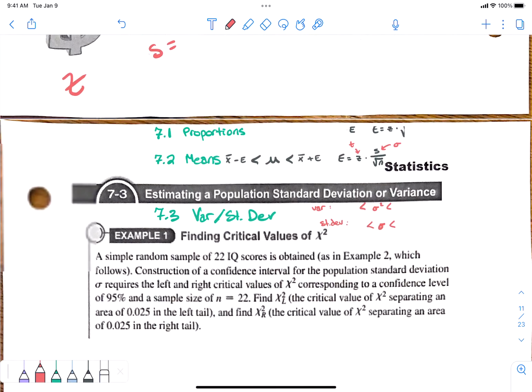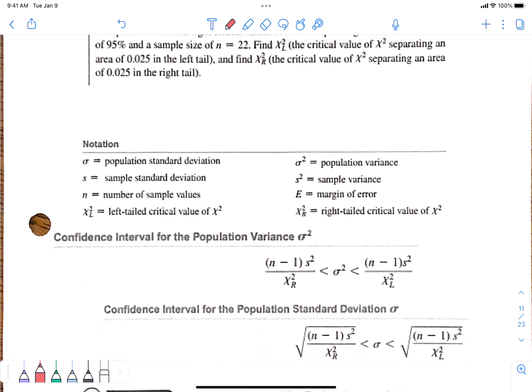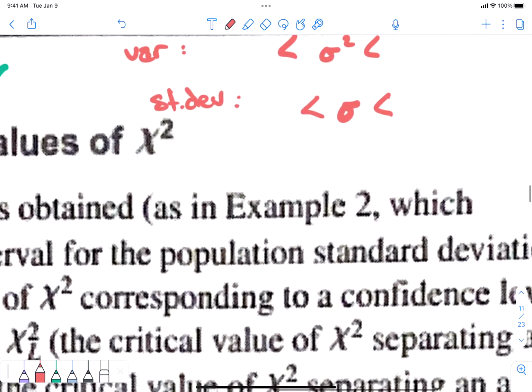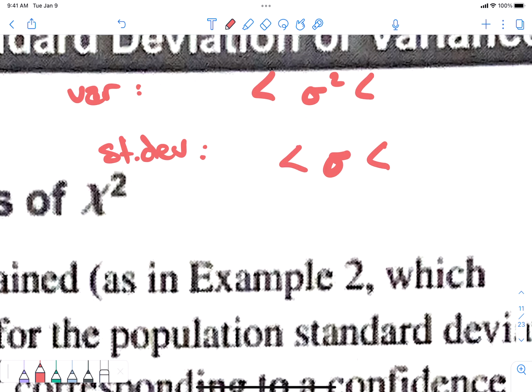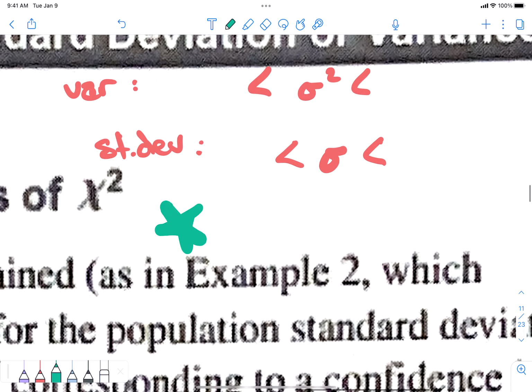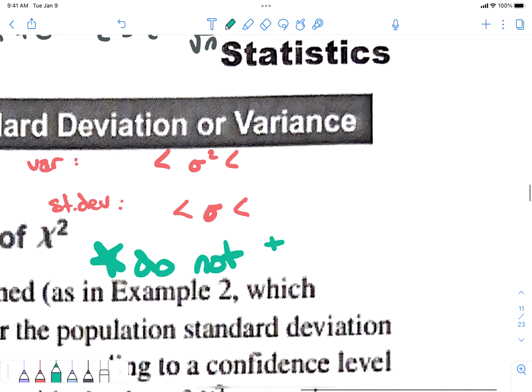Okay, then the formula that we use is really kind of ugly. I'm just going to write in the standard deviation formula, and then we'll talk about the variance one. But standard deviation is kind of an ugly formula. This is the only time, put a little star that says do not plus minus error. Okay? This is the only one that you're finding. We did proportion, we did mean. Variance and standard deviation is the only one where you're not finding an error and adding and subtracting it, right? This is the only time this doesn't happen, okay?